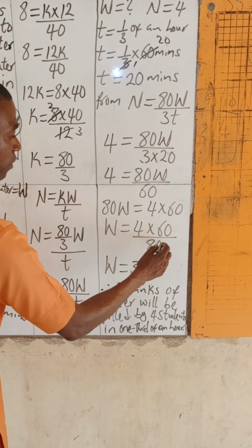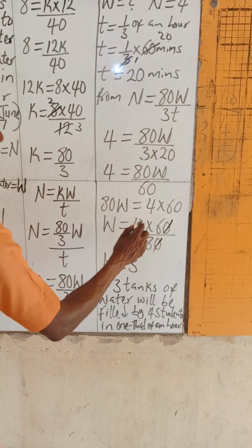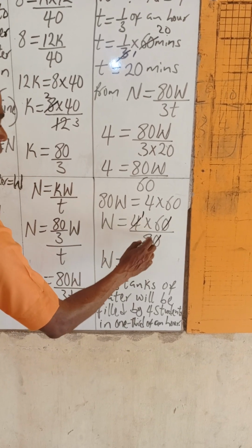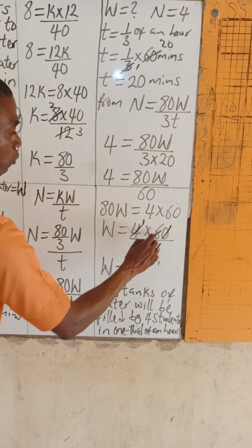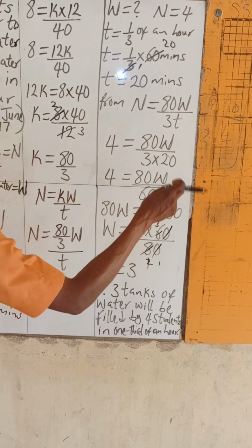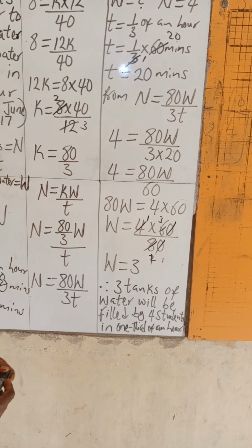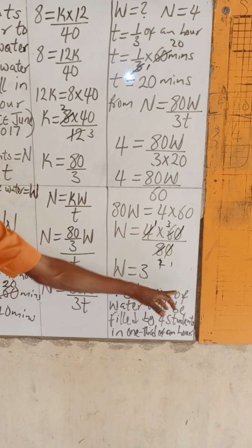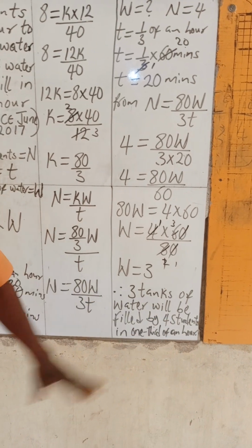So here we have 0 cancelling 0, 8 and 2, 4 here gives 1, 4 here gives 2. Then 2 here gives 1, 2 here gives 3. So we are going to have 3. That's 1 times 3, and 3 divided by 1 is 3. So that means, therefore, 3 tanks of water will be filled by 4 students in 1/3 of an hour.